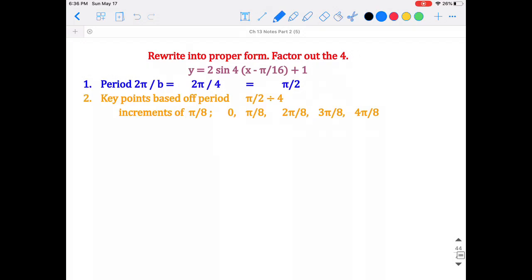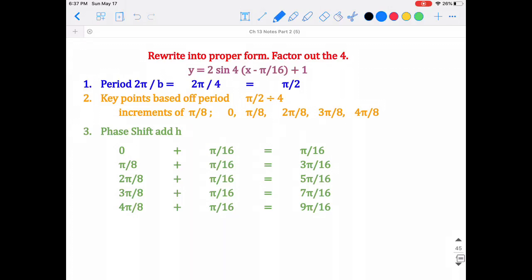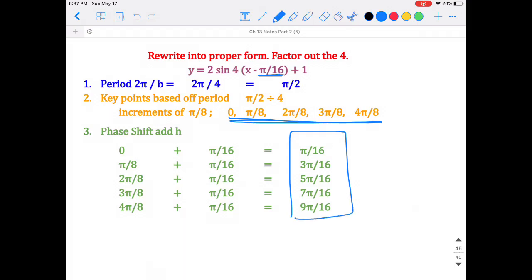Second step, we figure out our key points based off of the period. So we do pi over 2 divided by 4, which gives us our x-axis. Our key points are increasing in increments of pi over 8. So our key points are going to be 0, pi over 8, 2 pi over 8, 3 pi over 8, and 4 pi over 8. Now to figure out the x values for this function, step 3, we have to add the phase shift. So to each one of these points that we figured out using the period, we add pi over 16, because our h value now, after factoring out 4, is pi over 16. These points are going to be our x coordinates on our graph.